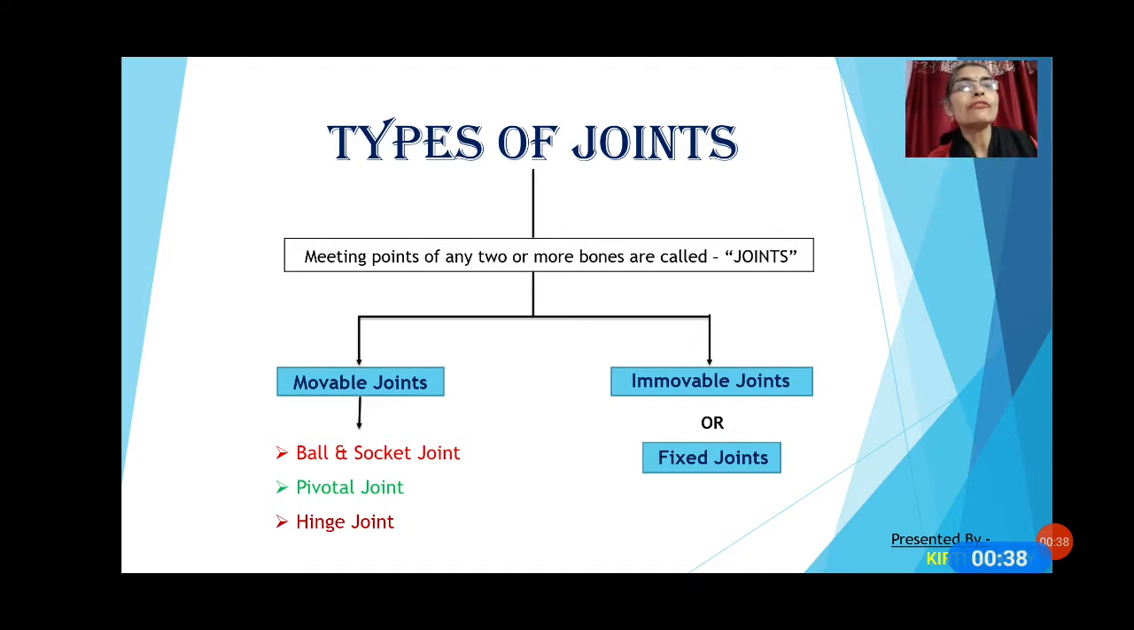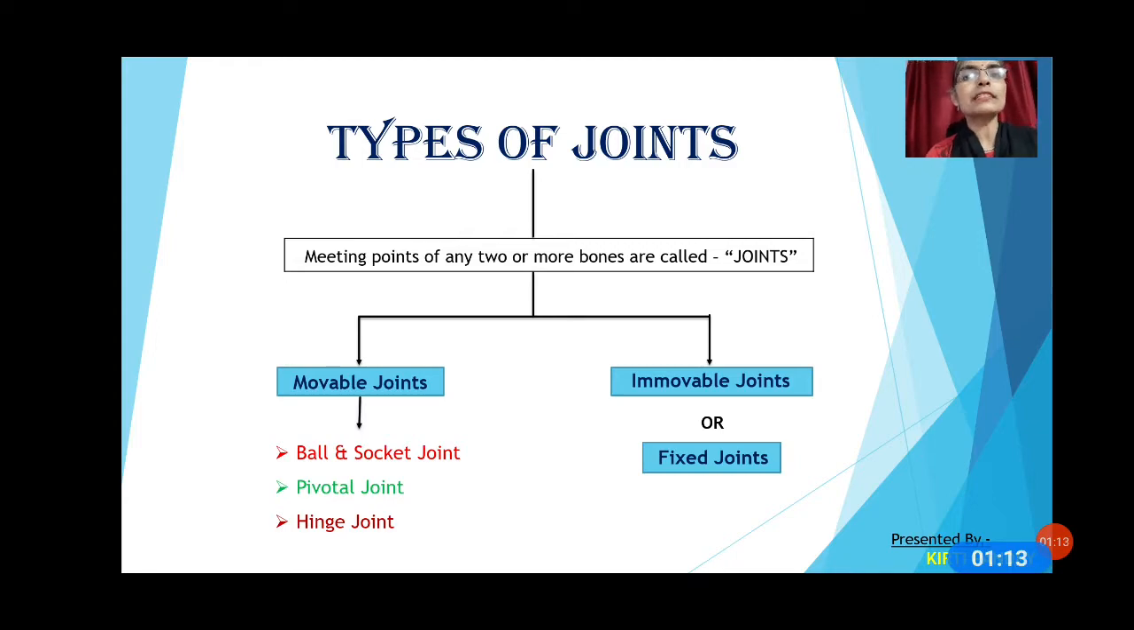Meeting points of any two or more bones are called joints, as we know. Now, there are two types of joints found in our body: movable joints and immovable joints. Examples of movable joints are the ball and socket joint, the pivotal joint, also called the pivot joint, and the hinge joint. Immovable joints are also known as fixed joints. So let us discuss one by one.